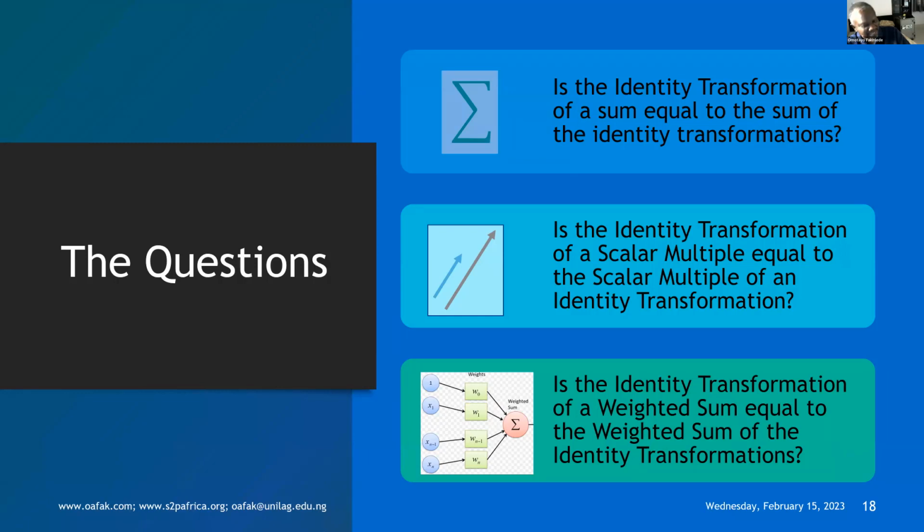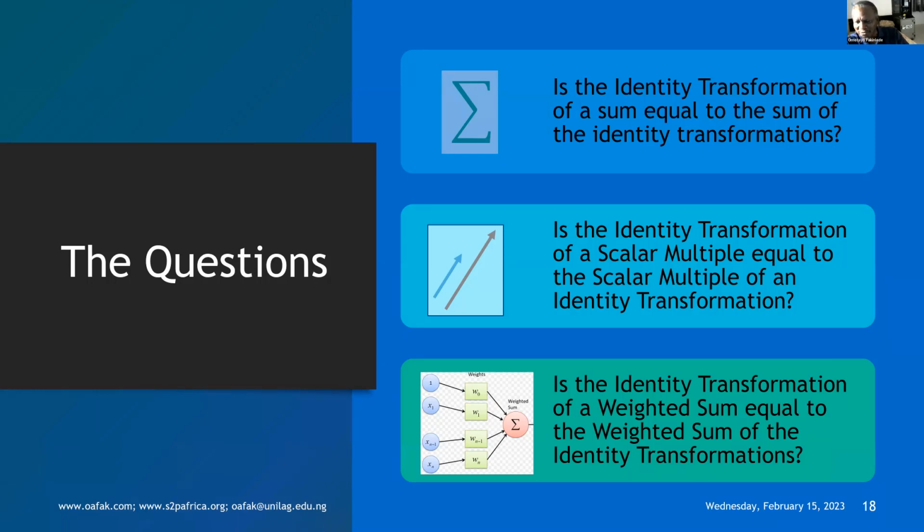I will repeat that. Please pay attention. I want to repeat what I've said. The three questions I'm asking are on the screen. If those three questions are answered in the affirmative, the conclusion is that the identity transformation is a linear transformation. So when you say something is linear, it means it obeys these three rules. When anything is like this, then it's a linear transformation.